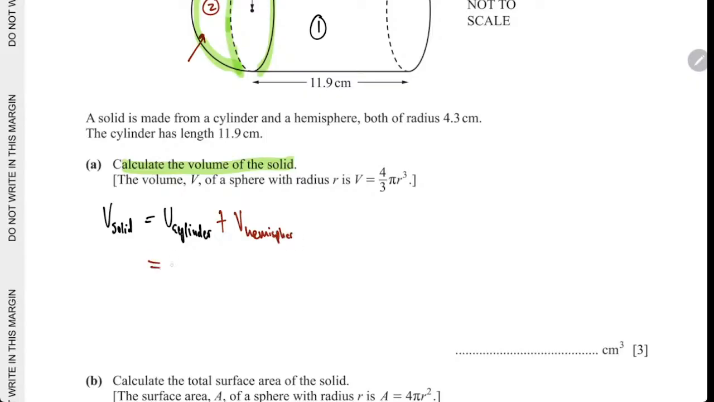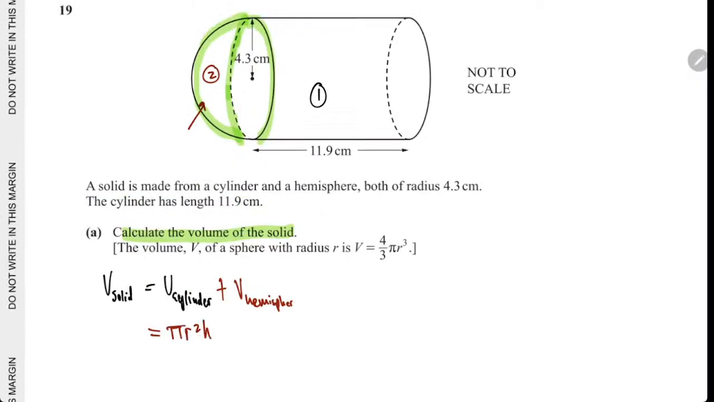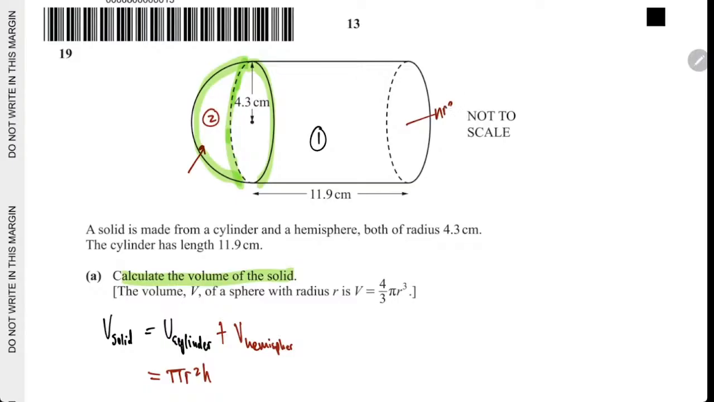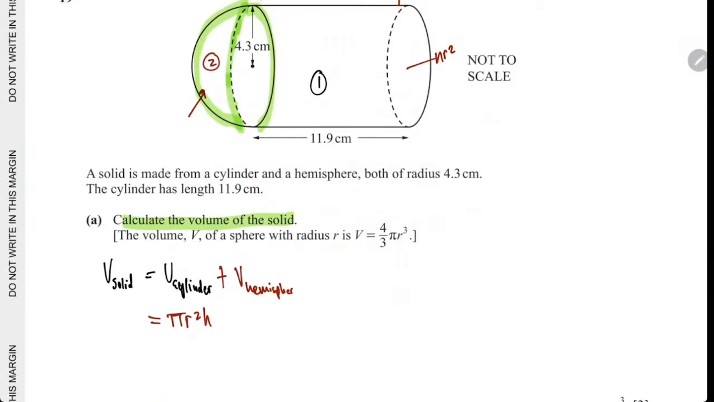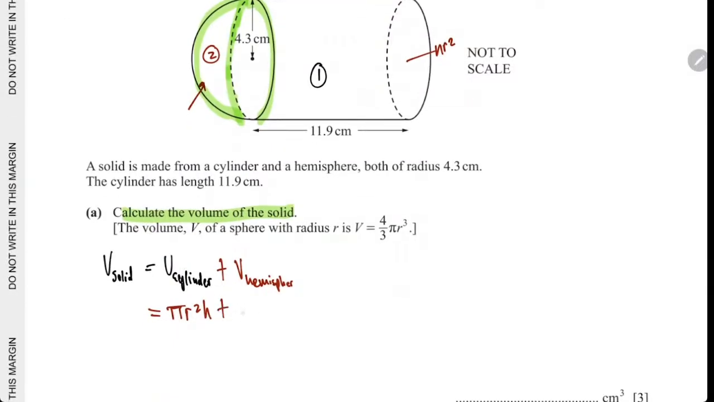which is going to be volume of a cylinder. You should know the formula, okay? Pi r squared h. It's the circle, area of the circle, pi r squared times the height, which is pi r squared h, plus volume of a hemisphere. It's 4/3 pi r cubed, divided by 2. Volume of a sphere divided by 2, because we are doing volume of a hemisphere. Good.